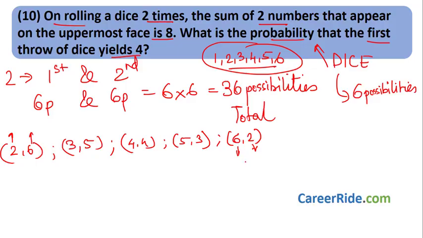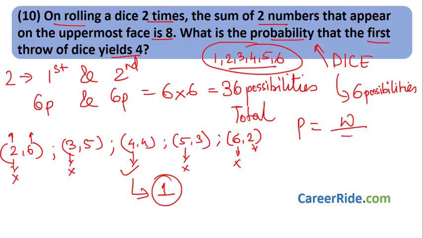That means when you throw or roll the dice first, you should get a 4. Over here you get a 2, so this is not the case. Here it is 3. Here it is 4, so this is the case. Here it is 5, so not the case. Here it is 6, not the case. So there is only one scenario where the throw of the dice on the first time yields 4, and the addition is also 8. So probability is what I want divided by total. Total is 36 possibilities. What I want, first throw must be 4 and addition should be 8. There is only one scenario like that. So 1 by 36 is the answer.